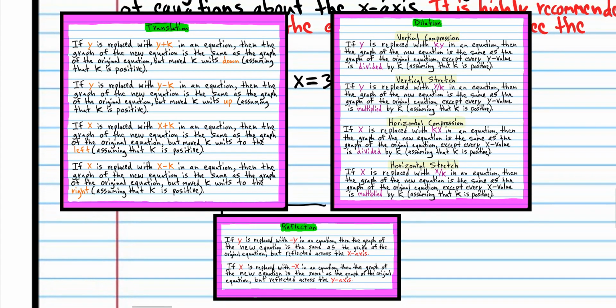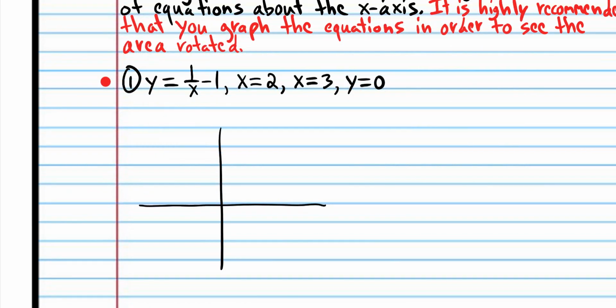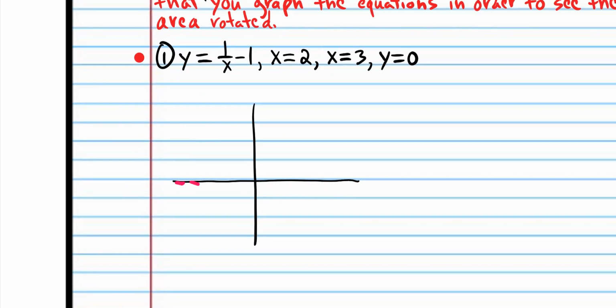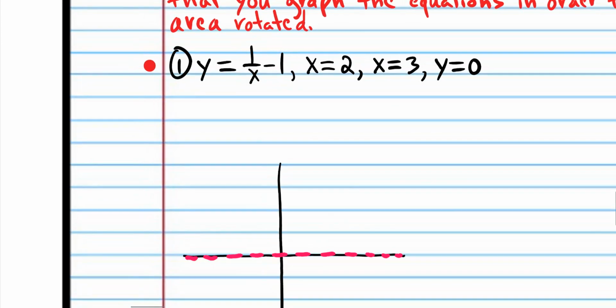So I'm going to graph 1 over x minus 1. Now this is the reciprocal relation. So that means that there are asymptotes on the x and y axes. But we have this -1 here. So what do we do? Well, we have to do a transformation.